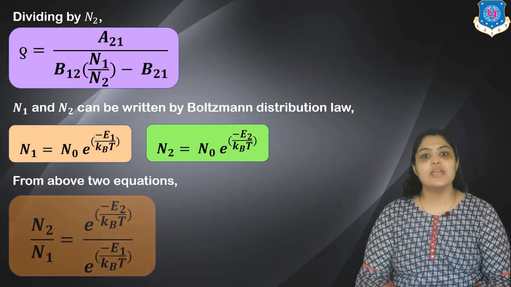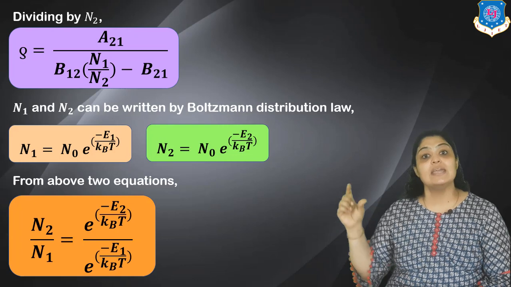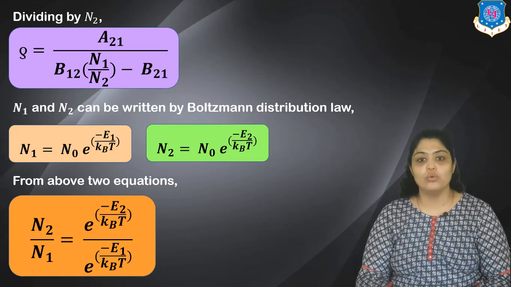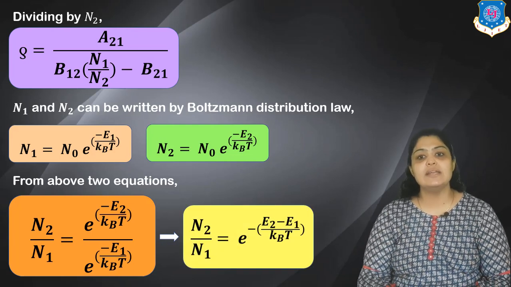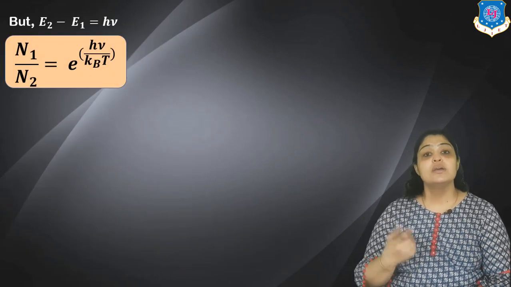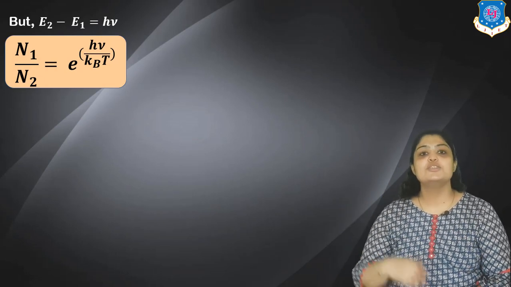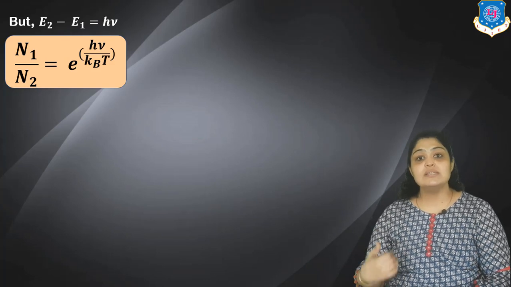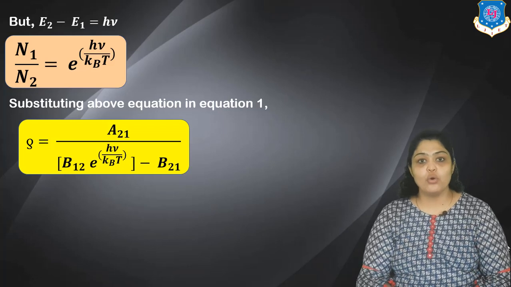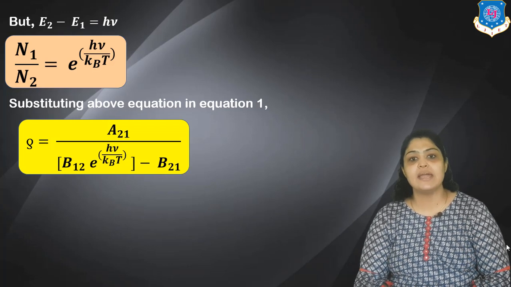Now from these two above equations, I can derive the equation of N2 by N1, or I will be getting N1 by N2 in the equation of rho. So N2 by N1 is equal to e raised to minus E2 minus E1 by kBT. But I know that E2 minus E1 is equal to h nu, right? The difference of energy levels represents the energy of photon emitted. So I can write N1 by N2 is equal to e raised to h nu by kBT. So this equation I substitute in the equation of rho, and I get A21 upon B12 e raised to h nu by kBT minus B21.